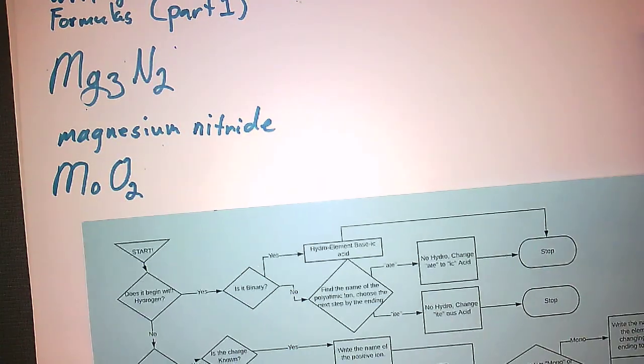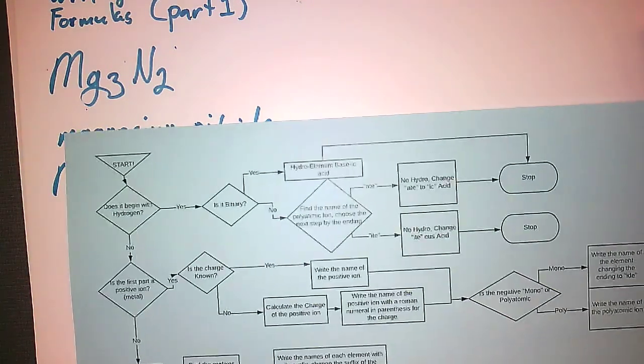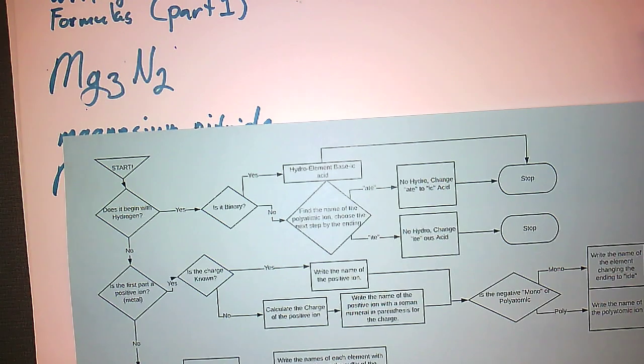Okay, so let's go through our flow chart. All right. Does it begin with hydrogen? No. Is the first part a positive ion, a metal? It's not in the column, but is it left or below the staircase? Yes. So it's in the middle, which is a transition metal. So if it's a metal, it will be positive. So yes. All right. Do we know its actual charge? No.